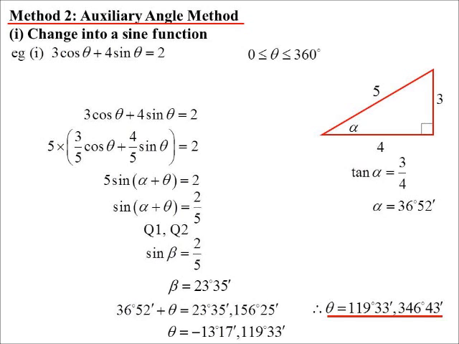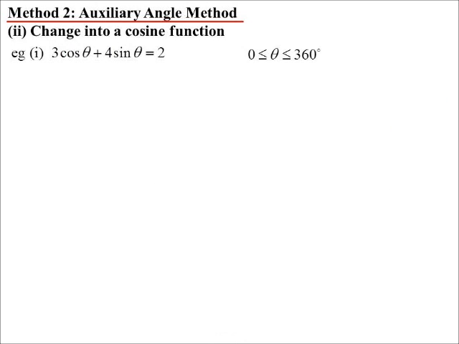Hey, I chose sine. I could have easily done cosine. Let's do the same problem again. There is 3 cos theta plus 4 sine theta equals 2. This time I'm going to turn it into a cosine function. So the pattern would be cos cos sine sine.